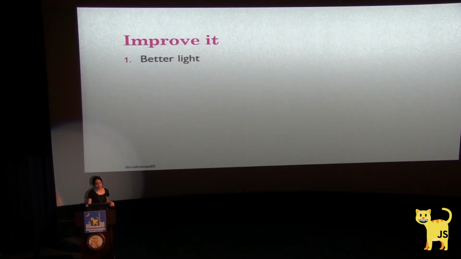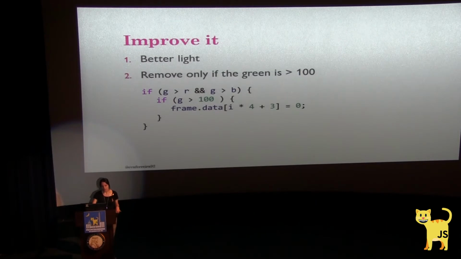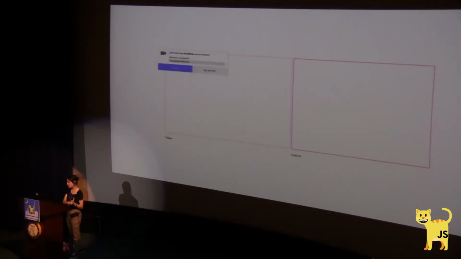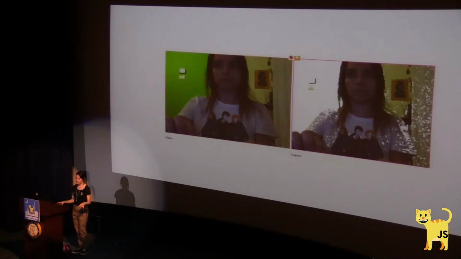And for this, we actually need better light, no natural light. And we also need to remove only if the green value is bigger than 100. This way, we can be sure that what we see is really green and not something brownish. So I waited until the night. I turned on the artificial lights, and I modified it to only remove the green if it is bigger than 100. And I get this, which is almost OK.